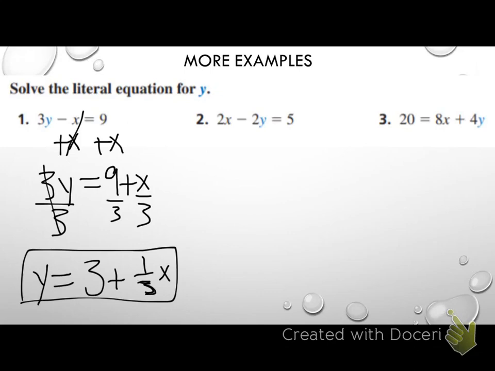Questions on 1? Number 2. 2x minus 2y equals 5. We're still solving the literal equation for y. 2x minus 2y equals 5. Any ideas where our first step is here?